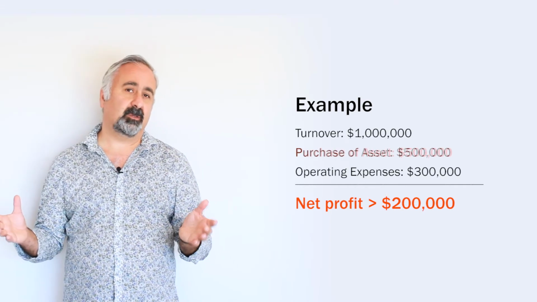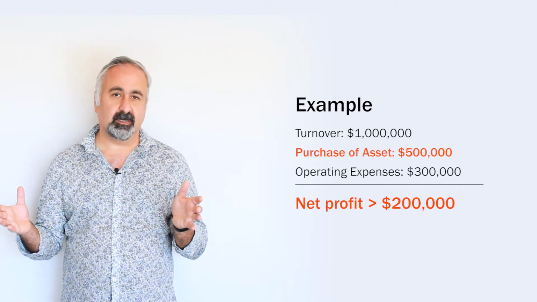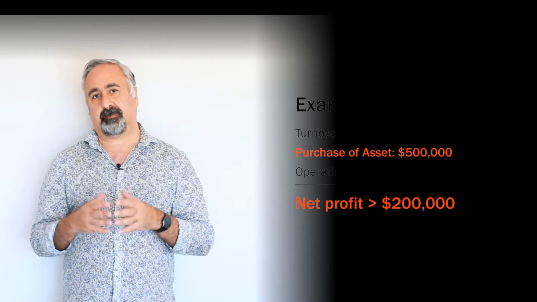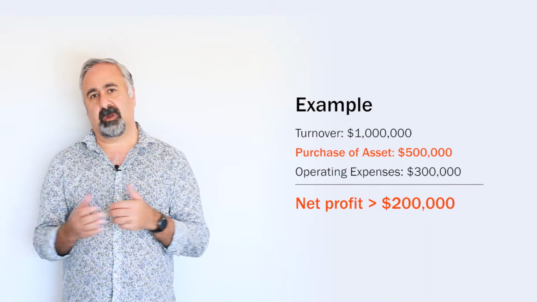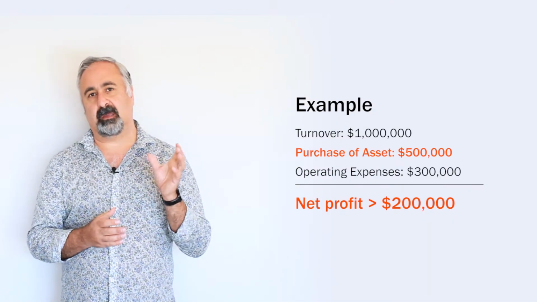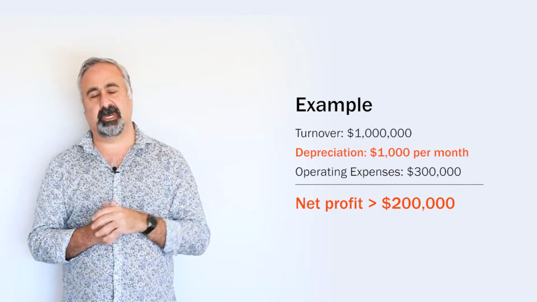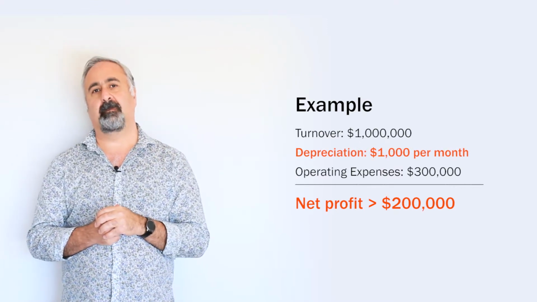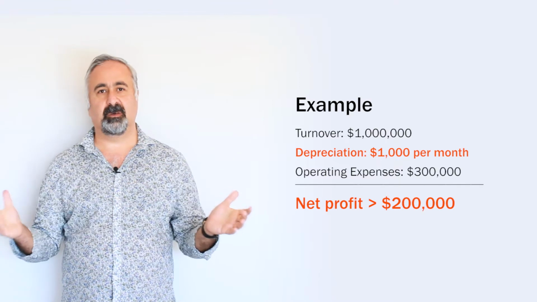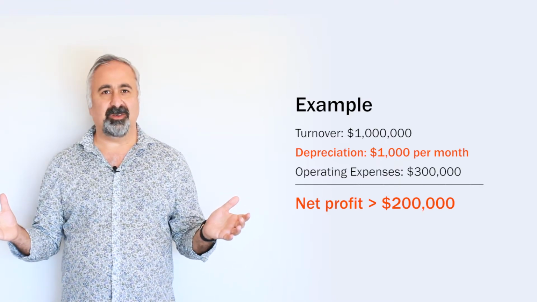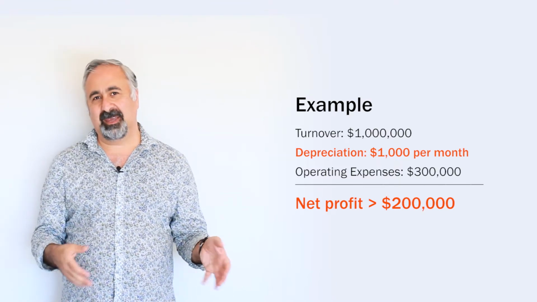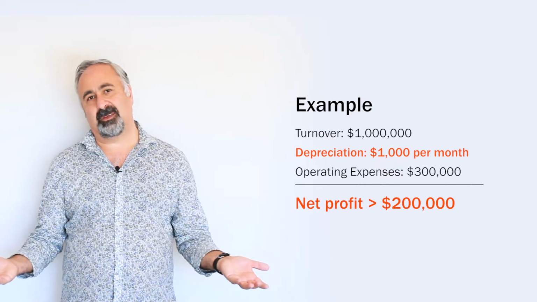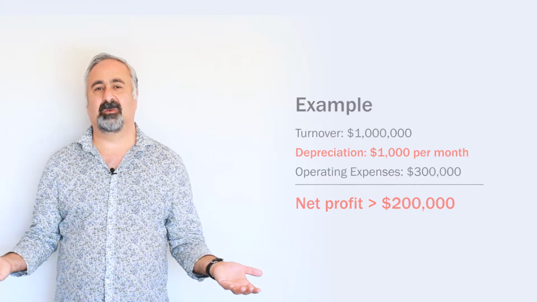It depends on what sort of asset you purchase with that $500,000, and what sort of depreciation rate we can claim on that. The only thing that comes off as an expense is the depreciation for those assets that you purchase. So the rest of it, you paid cash, and the cash is not in the bank. So that's why you don't see the cash in your bank, but you're still making a good profit.